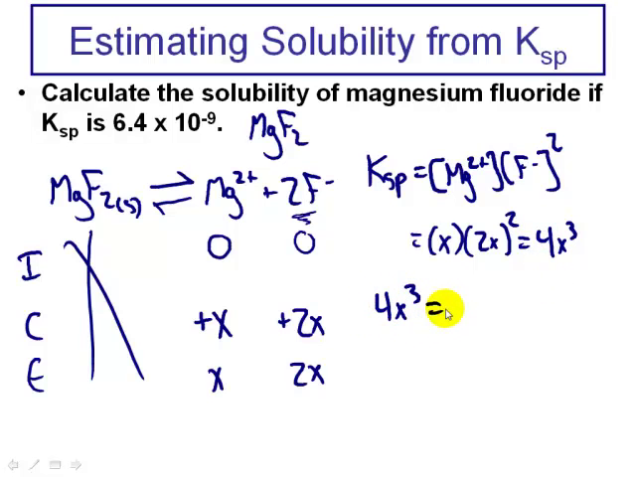Now we're going to set that equal to the value for the equilibrium constant, which is 6.4 times 10 to the minus 9th power. And now we go through and solve for x. If you go through and solve for x, we can divide both sides by 4, take the cube root, and so x is going to be equal to whatever it is, something like 0.00117 molar. Okay?